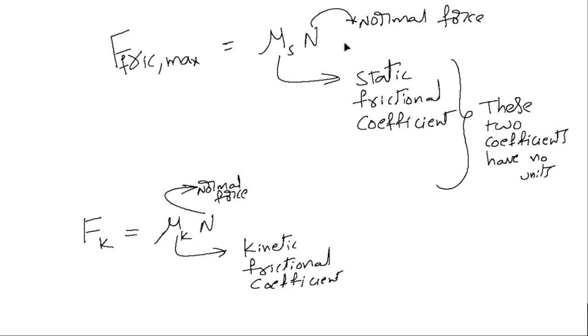Normal force units are newtons, and the left-hand side force units are newtons, so they match, and hence there are no units for mu s. Similarly, Fk is equal to mu k N. This is static friction, and this is kinetic friction. This kinetic friction is equal to mu k into N. Mu k is the kinetic frictional coefficient. N is called the normal force.